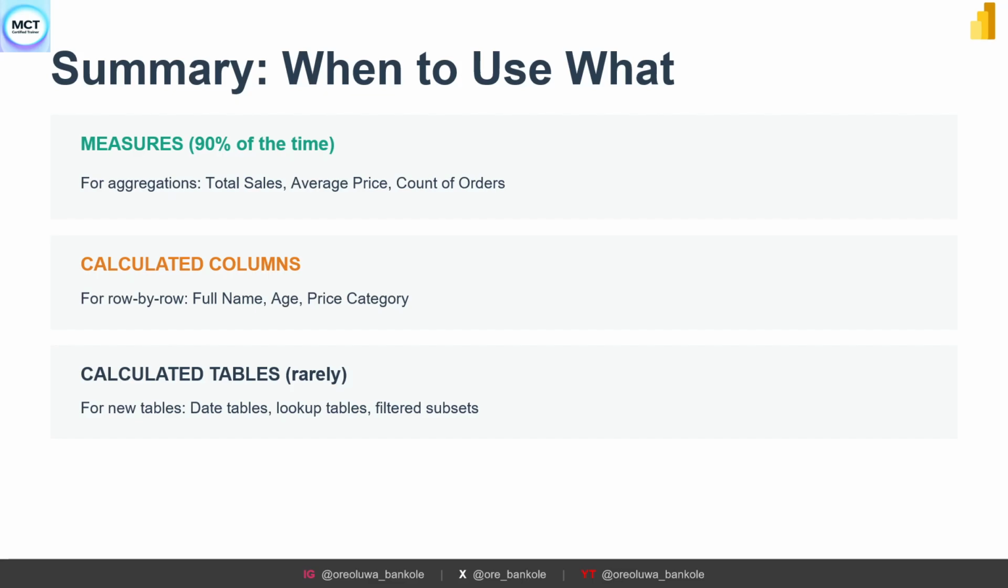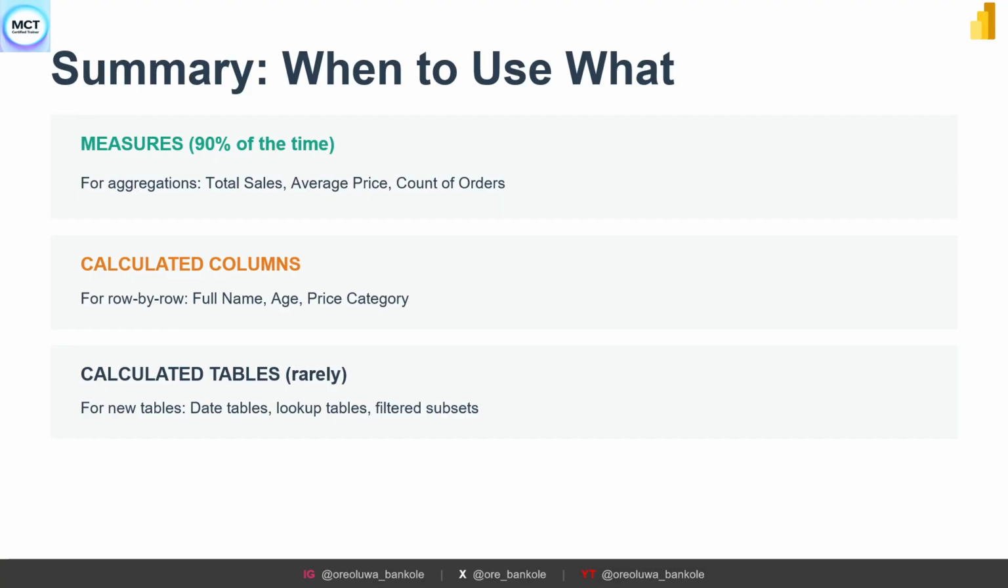Which I told you to use 90% of the time is aggregation. We use it for aggregation, and it is filter context. Filter context means when you filter something, the value changes, right? Examples of this are things like total sales, average price, number of orders, and the rest like that. Then we also have calculated columns.